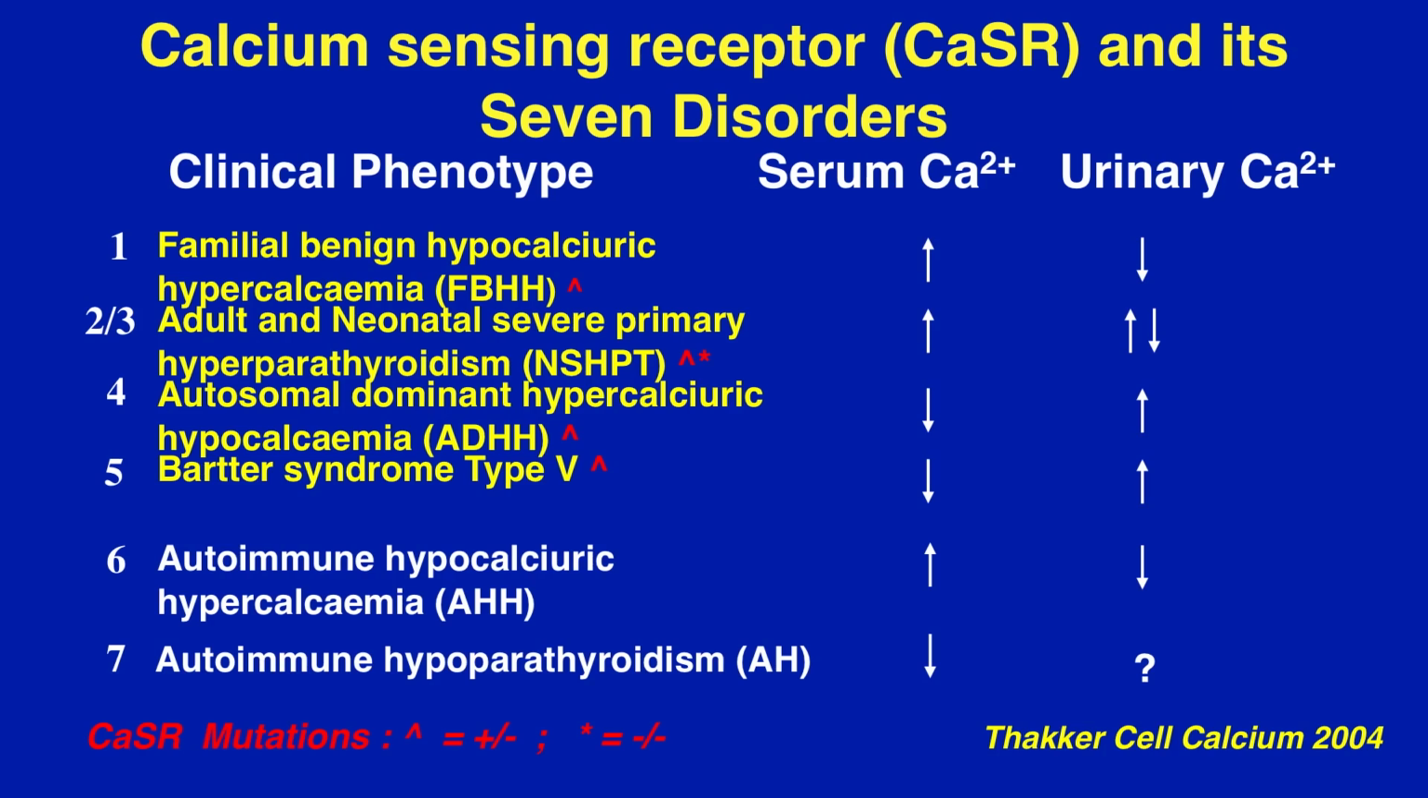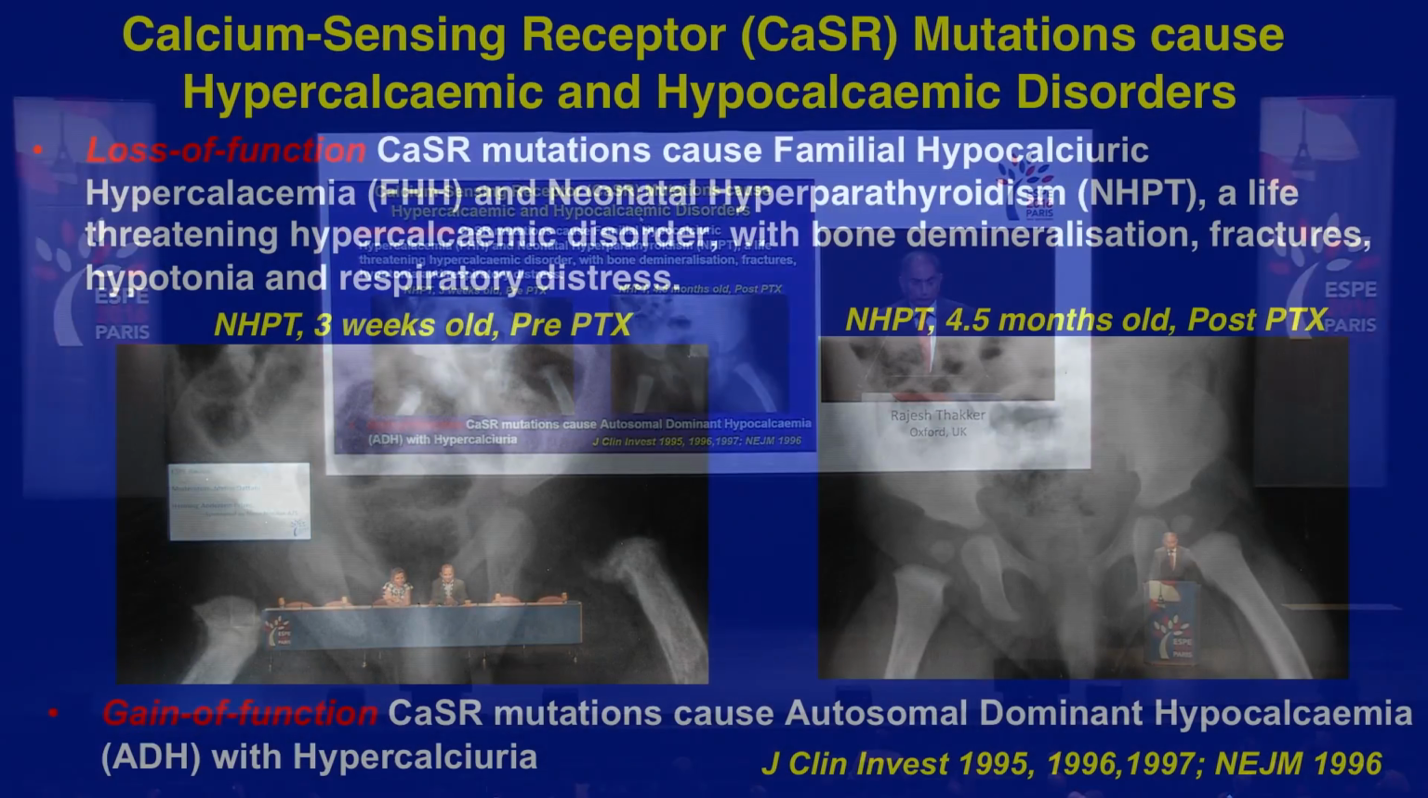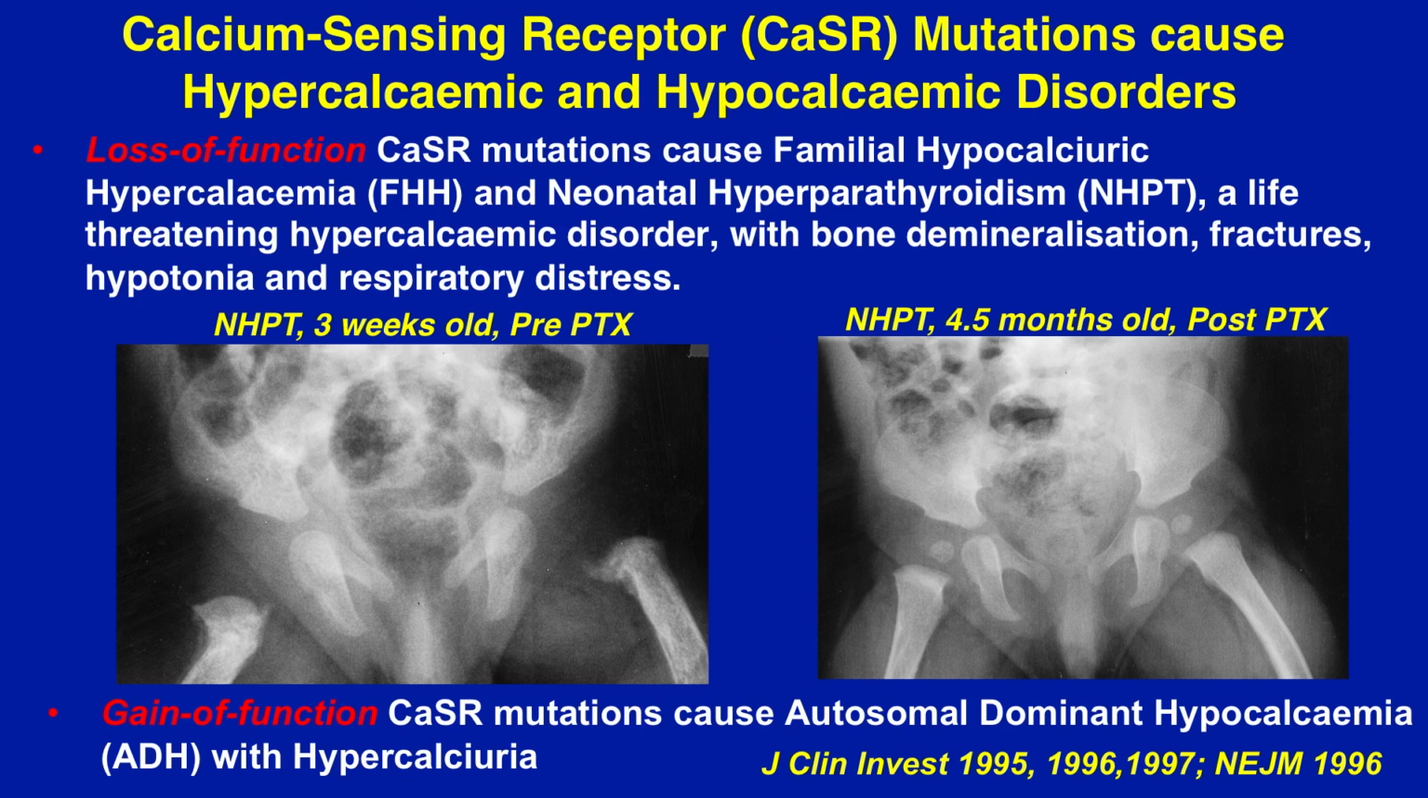Now, what I'd like to do is to just focus on these calcitropic ones due to the mutations to illustrate a few points. So if you get calcium-sensing receptor mutations, it can give rise to either hypercalcemia or hypocalcemia. And the reason for this is that if you have loss-of-function mutations of the receptor, it causes FHH and neonatal primary hyperparathyroidism. And here's a case of neonatal primary hyperparathyroidism.